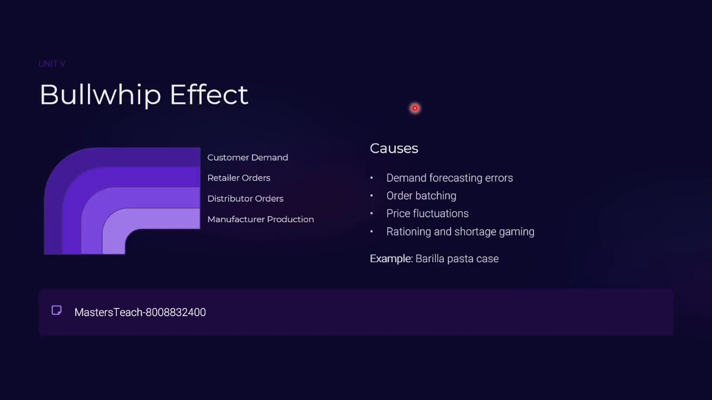Then bullwhip effect, they may ask in the examination, you have to write. So bullwhip effect means customer demand, retailer orders, distributor orders, then manufacturing production. So these are the bullwhip. It may happen because it changes every time. Causes are demand forecasting errors, order batching, price fluctuation, rationing and shortage gaming. Okay, example, Barilla and pasta case.